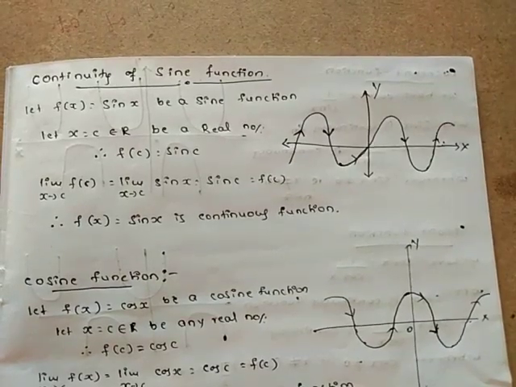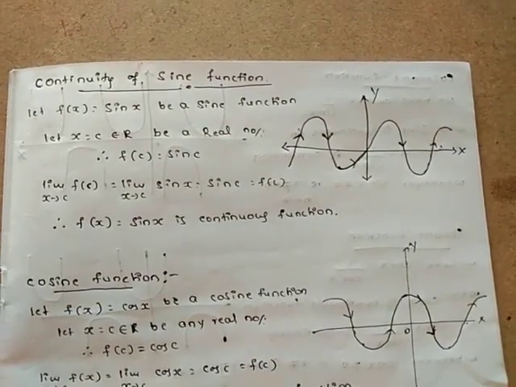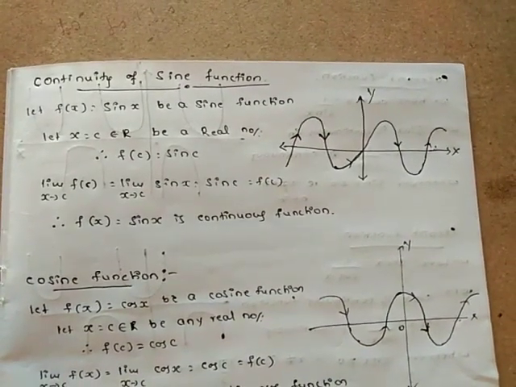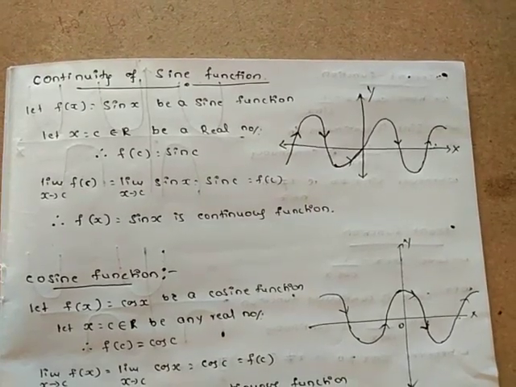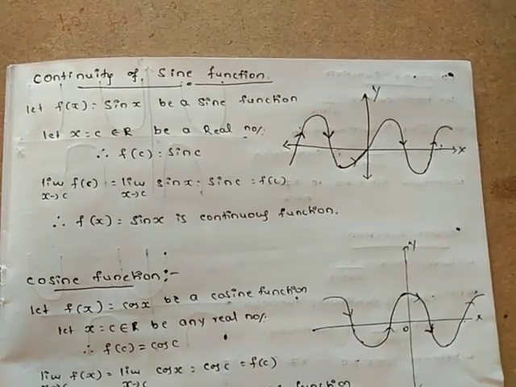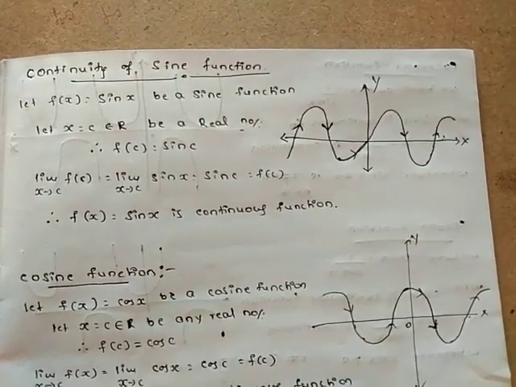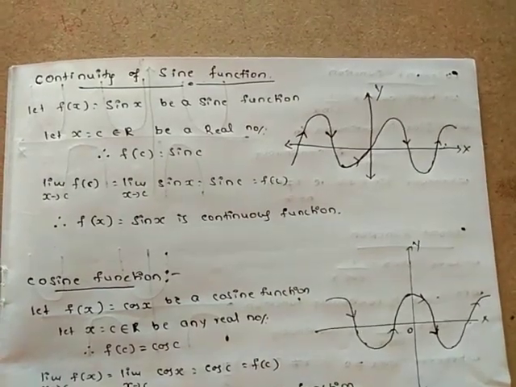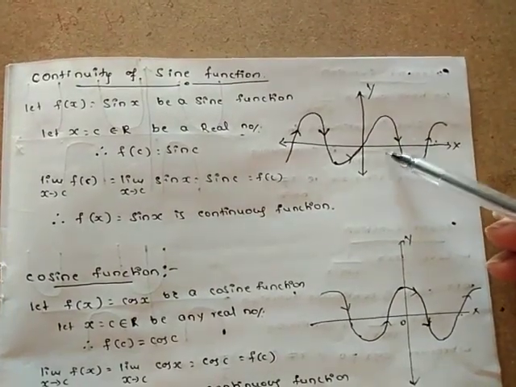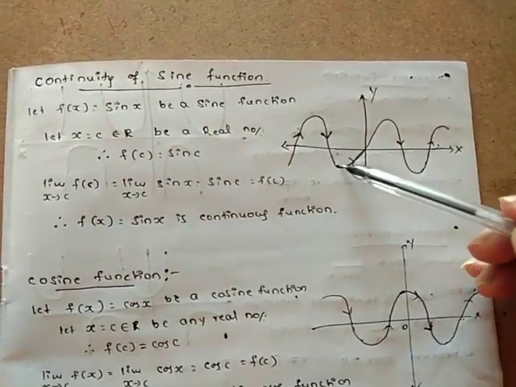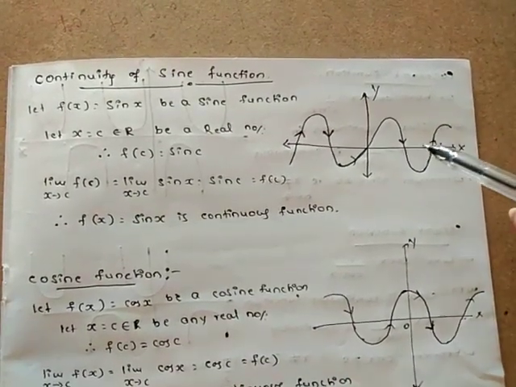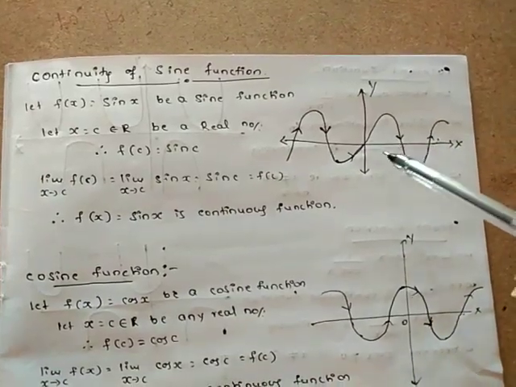Among these 6 trigonometry functions we have the first one, the sine function. In the sine function we need to check the continuity. In the introduction classes of continuity we mentioned that if we can draw a graph without lifting the pen, we can say that those functions are called continuous functions. So observe here the graph of the sine function. By observation only we can say that we can draw a sine graph without lifting the pen. So in the graph we can say that the sine function is a continuous function.